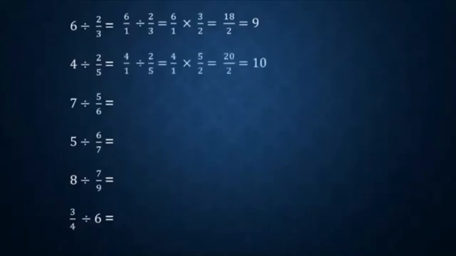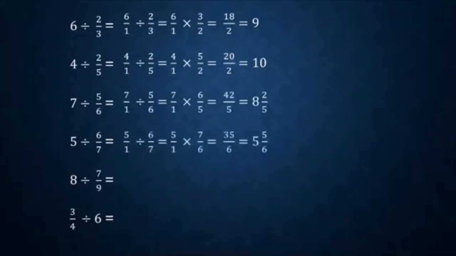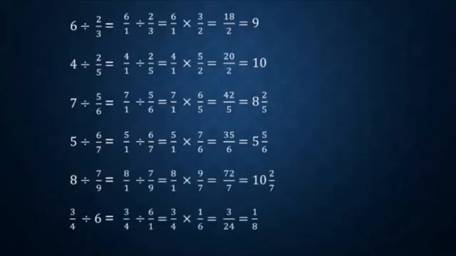For example, 6 divided by 2 by 3 is equal to 18 by 2 or 9. 4 divided by 2 by 5 is equal to 20 by 2 or 10. 7 divided by 5 by 6 is equal to 42 by 5 or 82 by 5. 5 divided by 6 by 7 is equal to 35 by 6 or 55 by 6. 8 divided by 7 by 9 is equal to 72 by 7 or 10 by 7. 3 by 4 divided by 6 is equal to 23 by 24 or 1 by 8.